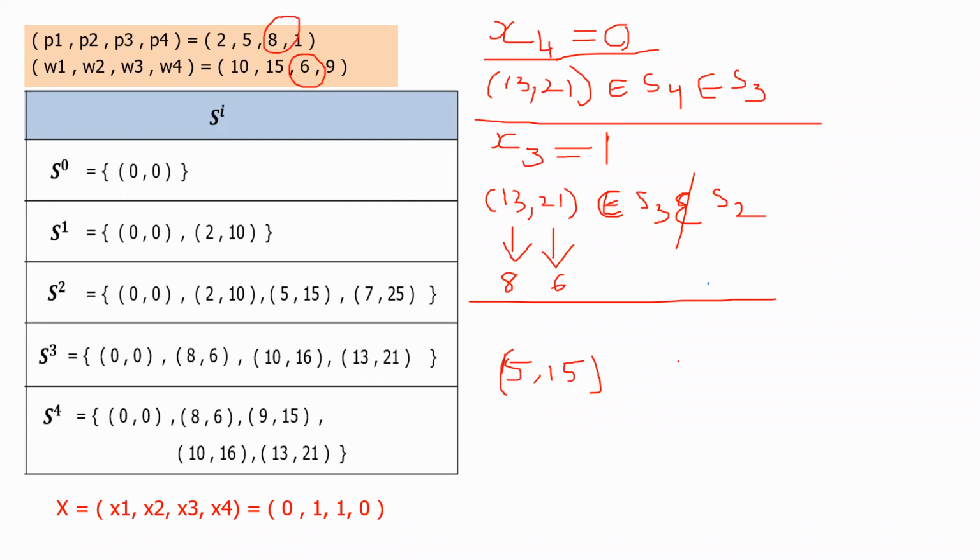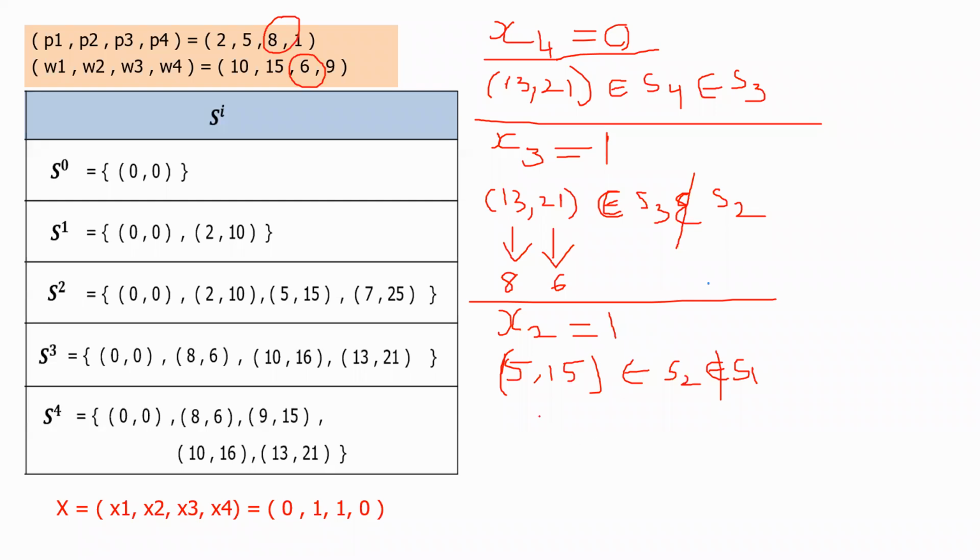I have to check whether it belongs to S2 or not. Then what about its information in S1? So you can see 5, 15 is there in S2, but it is not there in S1. So this is the information. 5, 15 belongs to S2, but it does not belong to S1. Whenever such is the scenario, then you will include that object. Second object will be included into the bag. That means X2 value will be equal to 1.